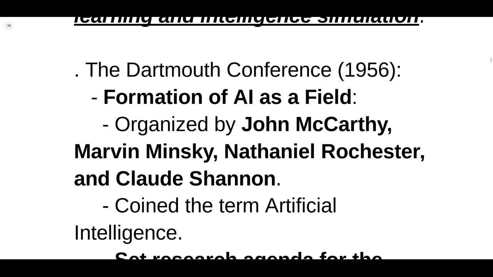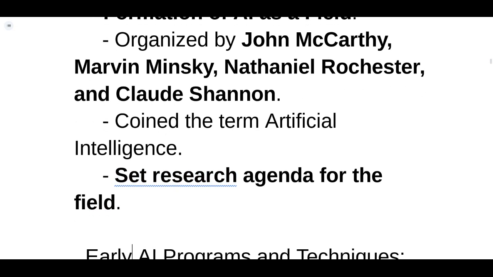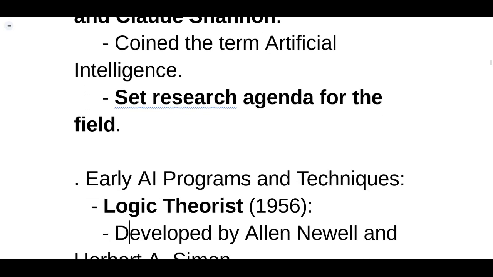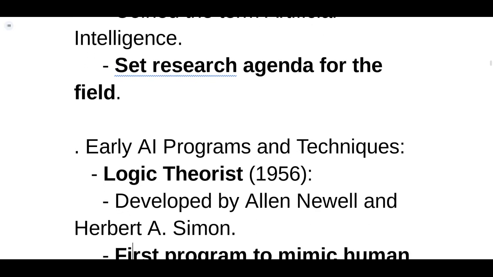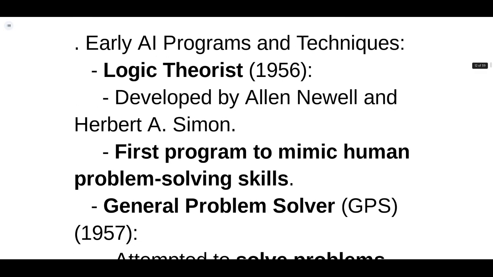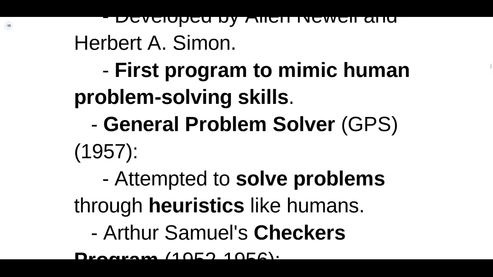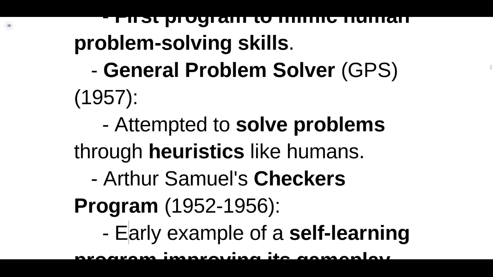The Dartmouth Conference, the formation of AI as a field, organized by John McCarthy, Marvin Minsky, Nathaniel Rochester, and Claude Shannon. They coined the term artificial intelligence and set the research agenda for the field. Then the Logic Theorist, developed by Allen Newell and Herbert Simon, the first program to mimic human problem solving skills. Then the General Problem Solver attempted to solve problems through heuristics like humans. The concept of heuristics came.